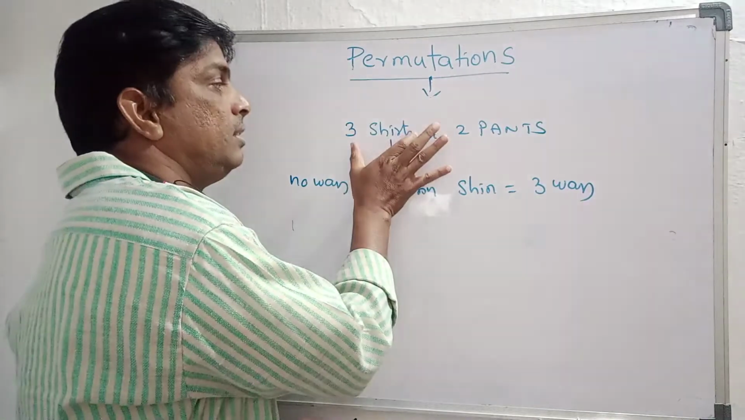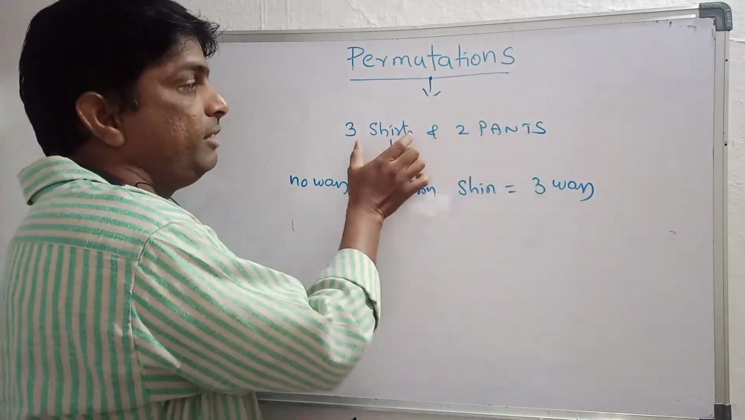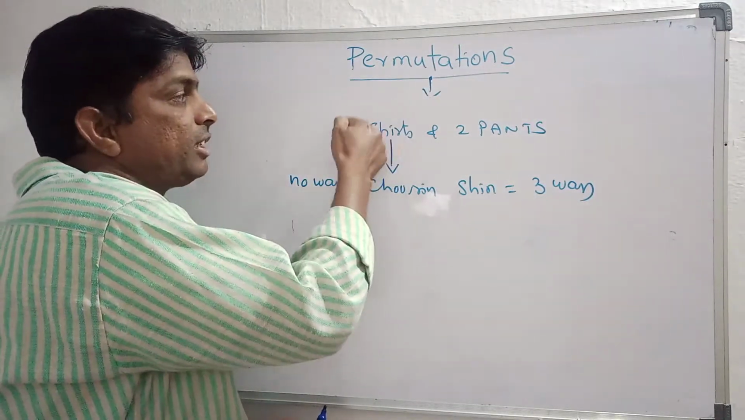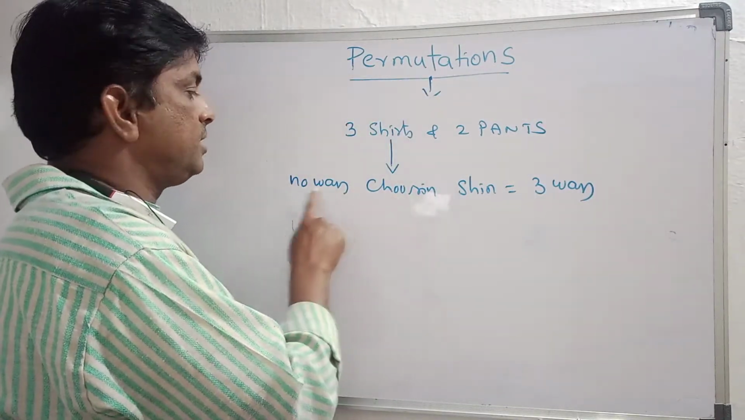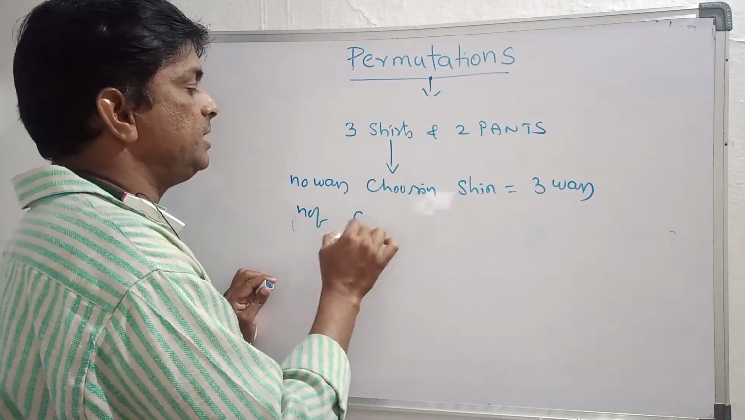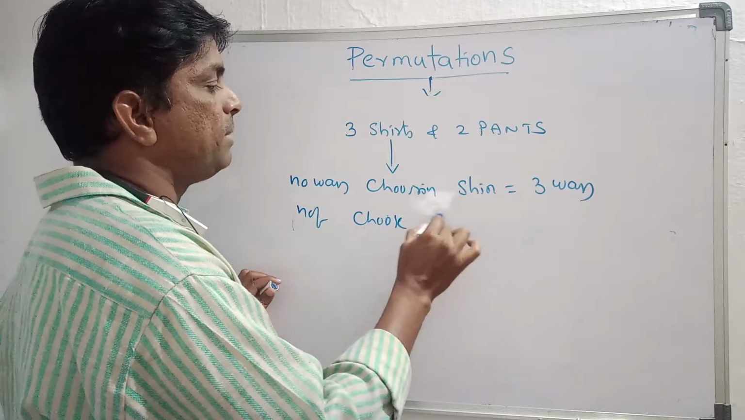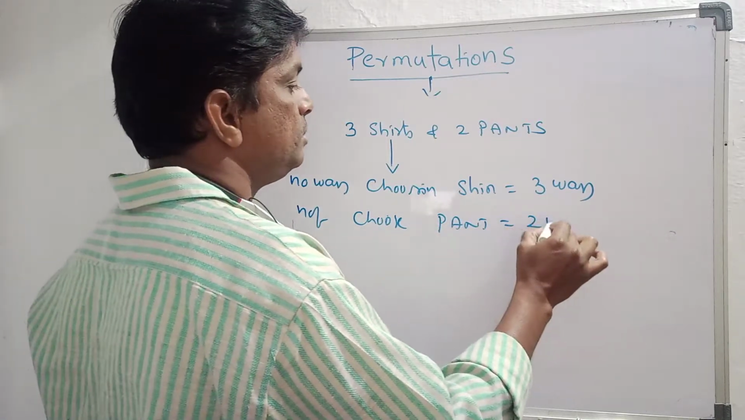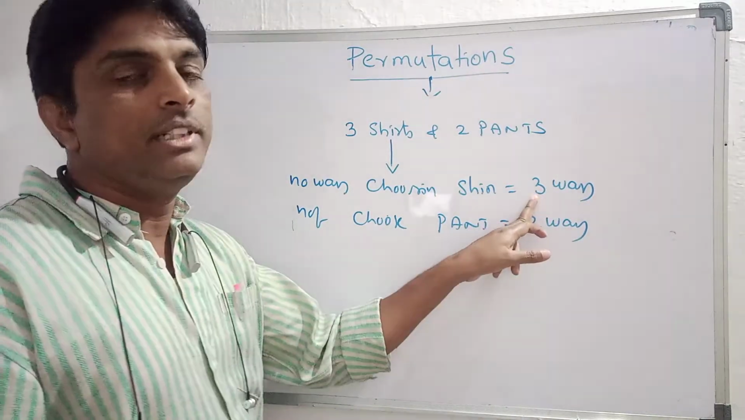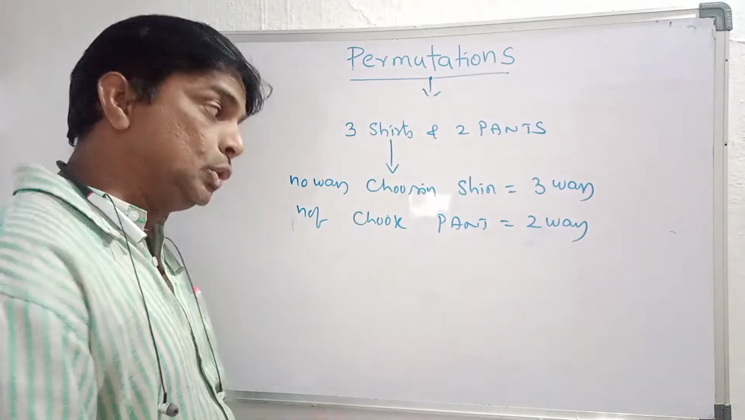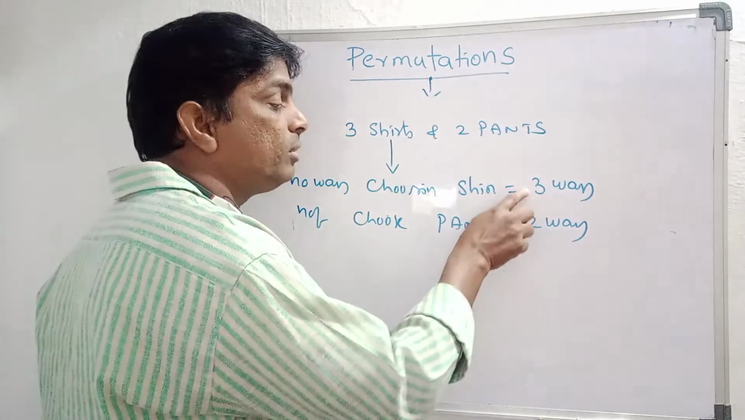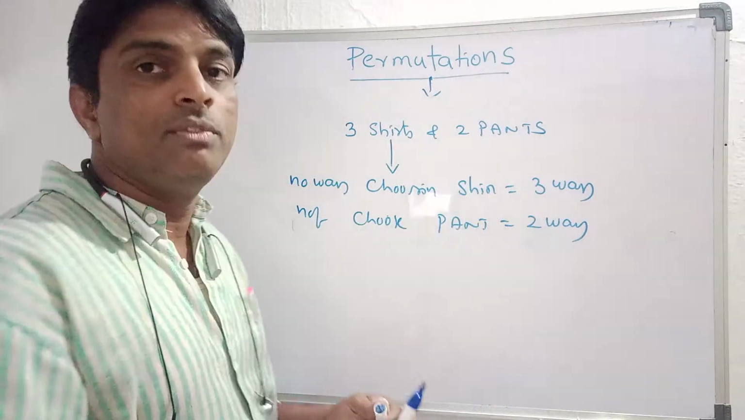He has to wear the shirt and wear the pant. He has to wear the shirt as well as the pant, then only his work will be completed. So the number of ways he can choose a shirt is three ways. The number of ways he can choose a pant is two ways. One work can be done in three ways, another work can be done in two ways, and both works have to be performed together.